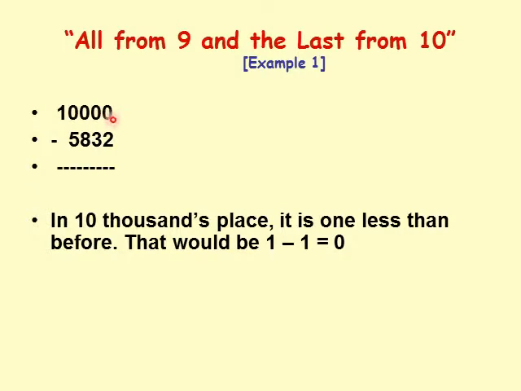Now we're going to discuss one example here, which is 10,000 minus 5832. Same pattern we had before: 1 followed by zeros, and the subtracted term has 4 digits, which is equal to the number of zeros in the first row. In the 10,000 place we apply 1 less than before. That would be 1 minus 1, which is equal to 0.